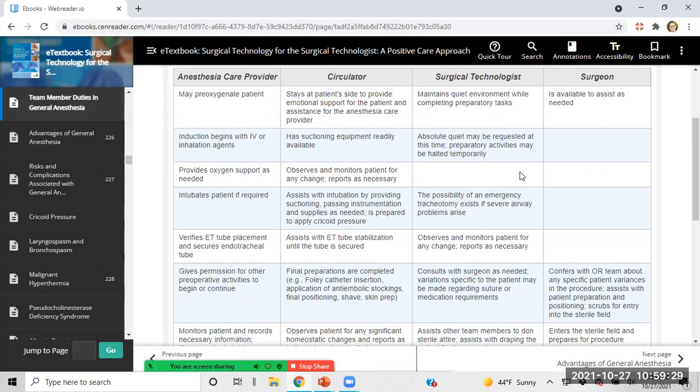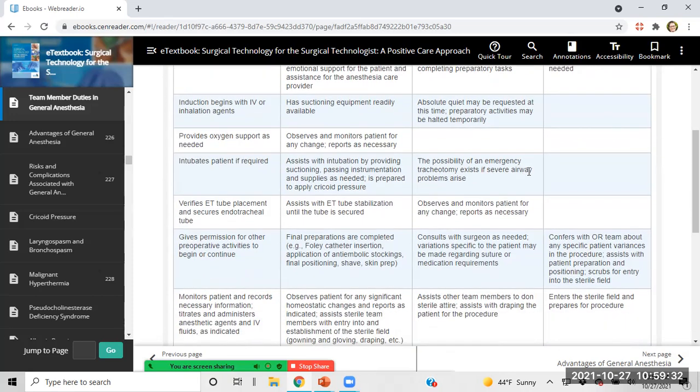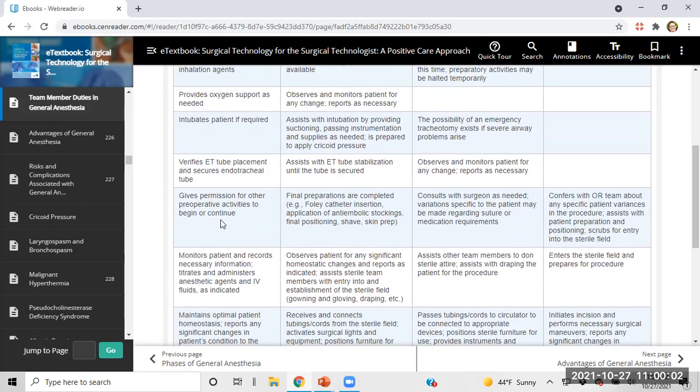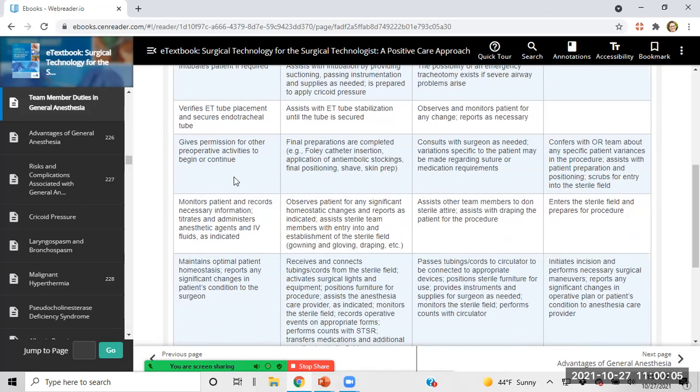You may have to stop your prep activities at that time. When they're intubating the patient, you've got to be prepared for the possibility of an emergency tracheotomy, because if there's a severe airway problem, you've got to be prepared to assist with the tracheotomy. Once the ET tube is placed, you're just assisting the team with monitoring the patient for any changes. Then anesthesia will give permission for the pre-op activities to begin or to continue, and you're going to continue as you were and consult as needed.